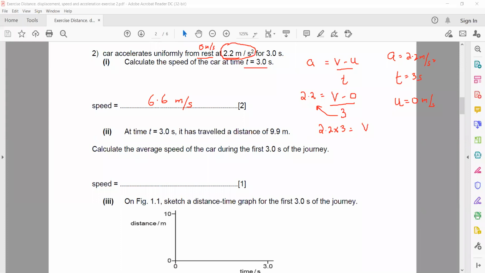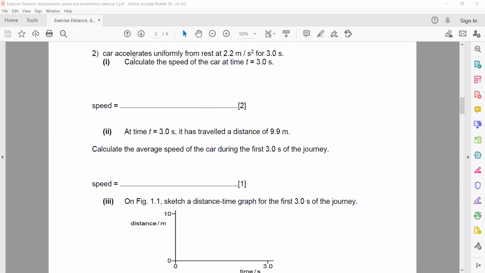In the question, they mention a car accelerates uniformly from rest. So a car starts from rest. Whenever anything starts from rest, what is the starting speed? The starting speed is 0. u is called the starting speed or initial speed. And it has an acceleration, which is given as 2.2 meter per second square, and it accelerates for 3 seconds.